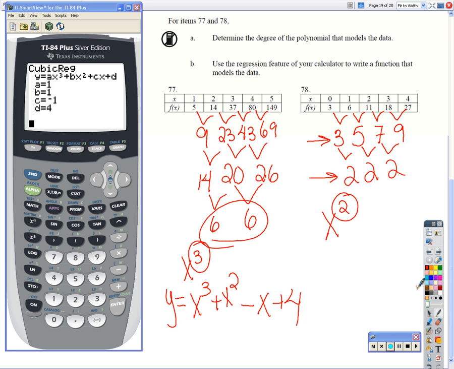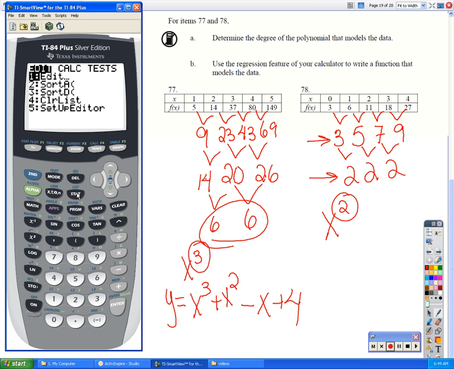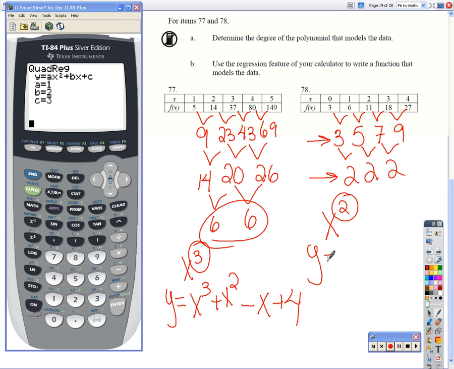Now for the last one, I already put my data into stat, into the L1 and L2. If you want to see how to do that, watch number 77. I'm going to go out, stat, calculate, and we found the degree is 2, so that is a quadratic. I'm going to use number 5, enter. My answer is x squared plus 2x plus 3.